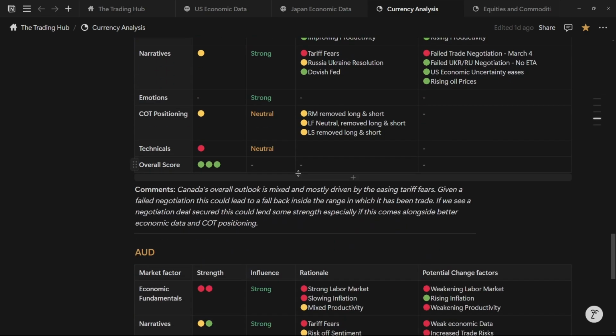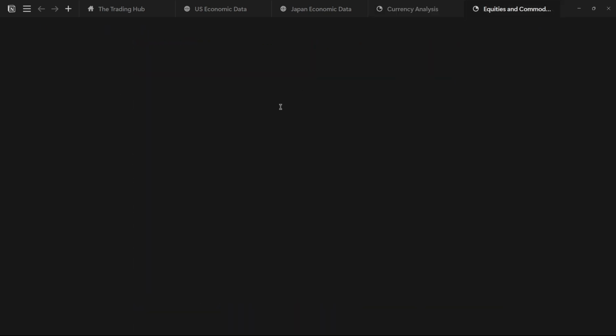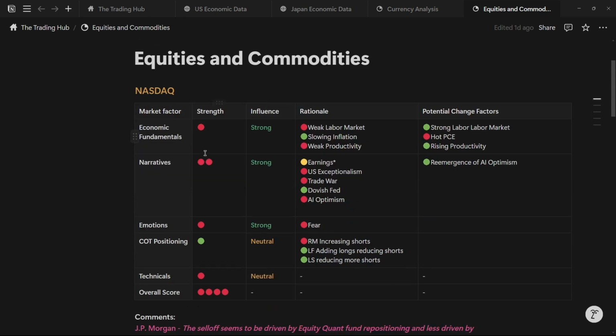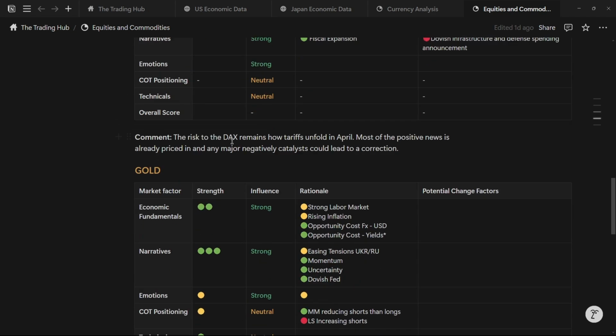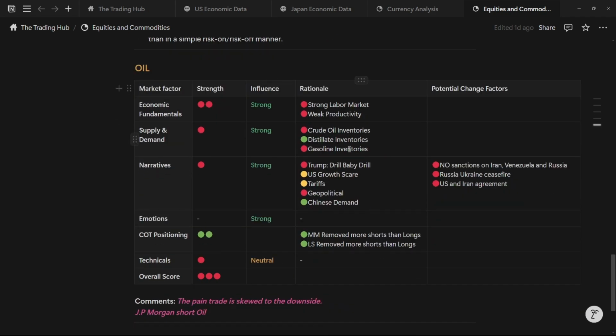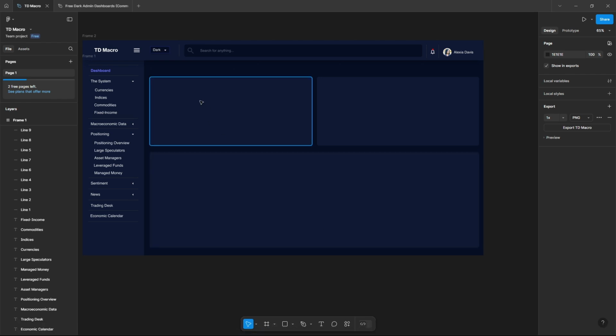So Canadian dollar, Australian dollar, the pound. I trade equities and commodities. So I do this with the Nasdaq, Aussie 200, DAX, gold, oil. So I have to manually do all of this stuff, and it's very time consuming. It really is. But at the end of the day, this is how I make money. So I have to put in the work. But a lot of this can be automated, and this is why I'm actually planning on building a software.